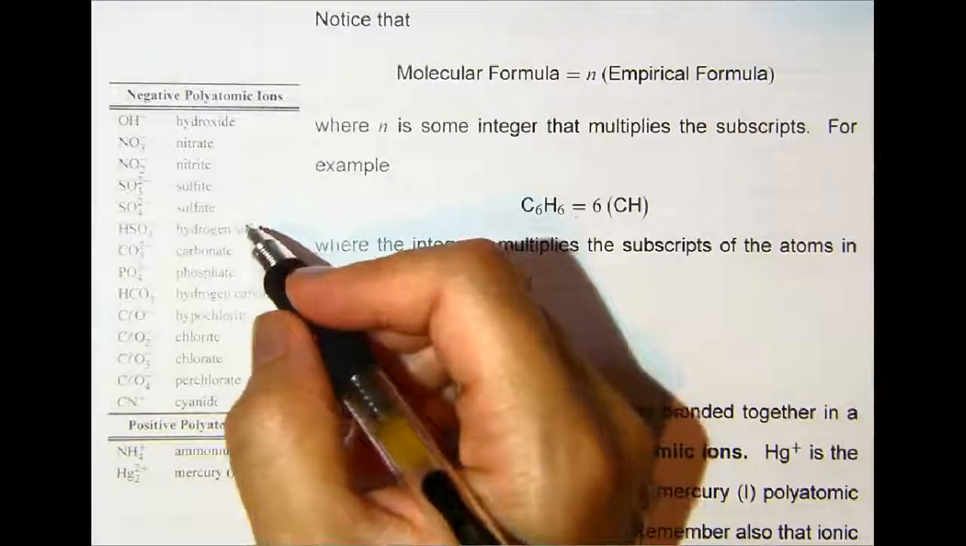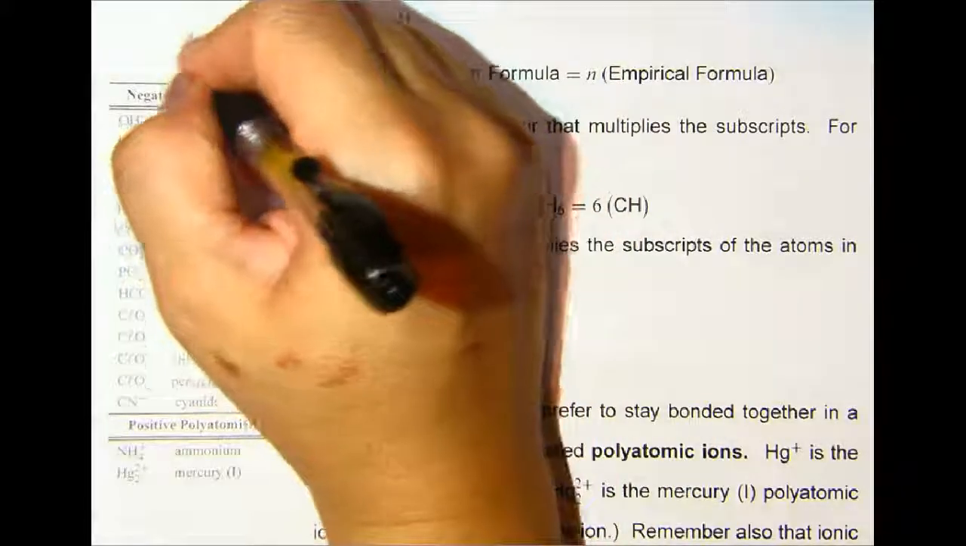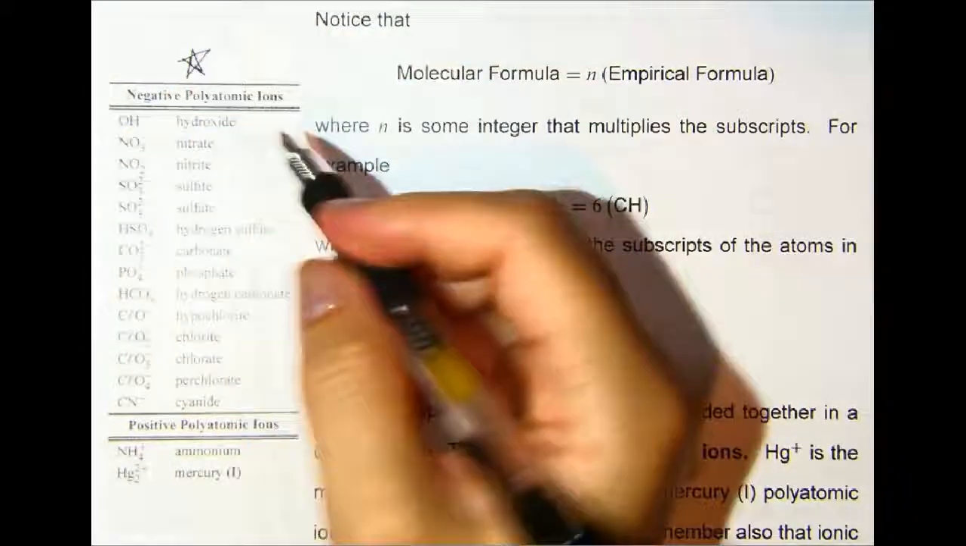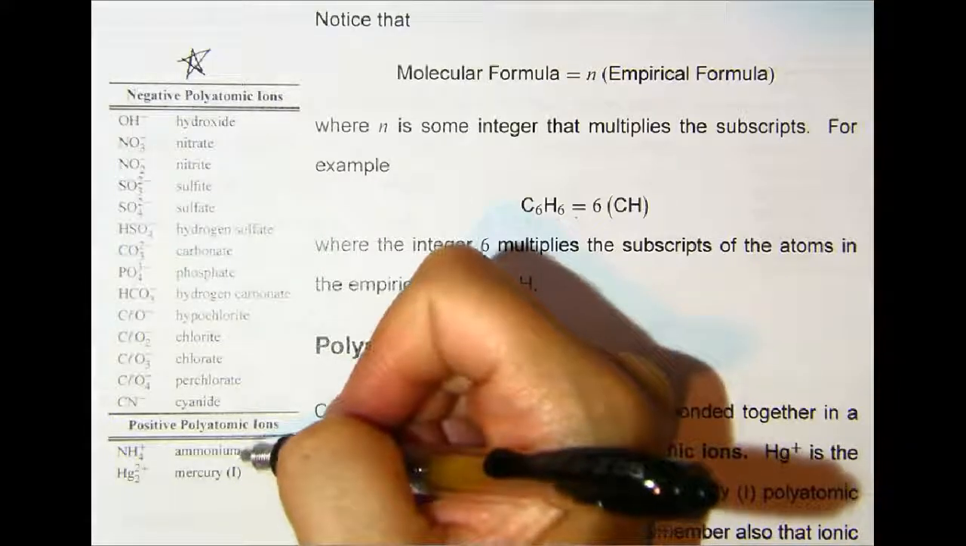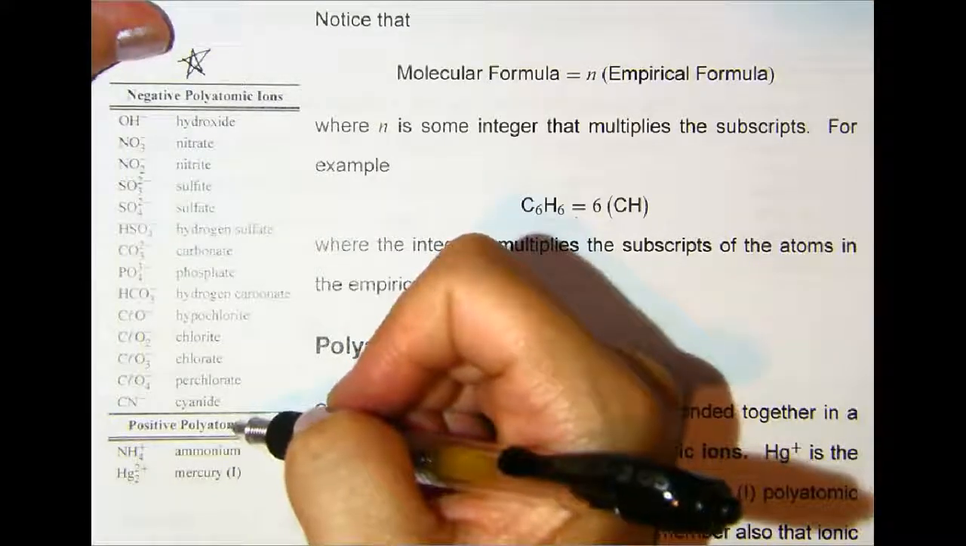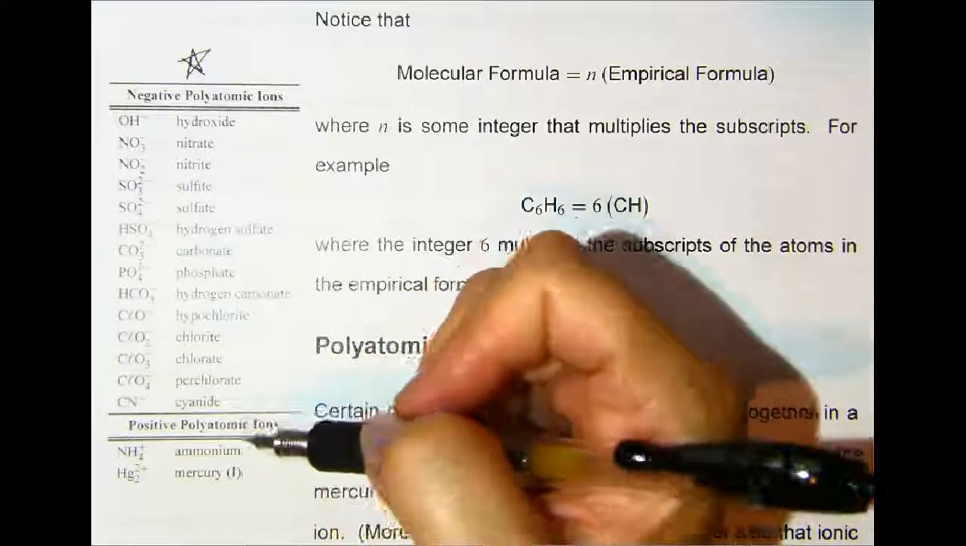Alright, notice this guy over here. Put a big star here. And these are some of the polyatomic ions you are required to memorize for this course. So I would put these on a separate sheet of paper or on some note cards and get started memorizing these.